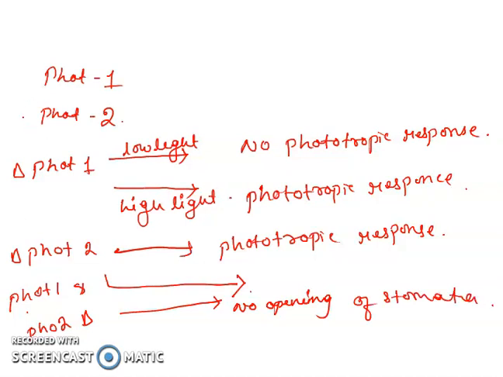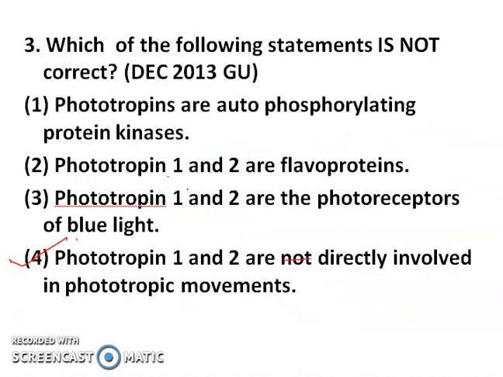So FOT1 and FOT2 are responsible for photomorphogenesis, and when there is low light intensity and FOT1 is mutated, there is no phototropic response, and when the light intensity is high, it shows phototropic response. In the same manner, when FOT2 is mutated, it will show phototropic response, and when both FOT1 and FOT2 are mutated, it will not show any opening of the stomata. Now we will discuss this. FOT1 and FOT2 are flavoproteins. Yes, it is also a correct statement.